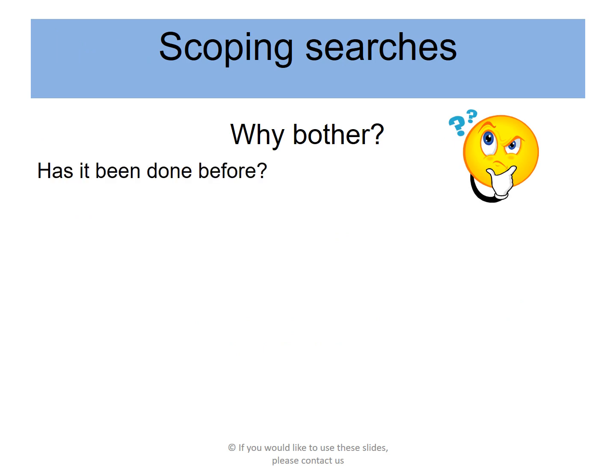The most important thing to consider is whether this work has already been done. It is really important that this is identified as early as possible, before a protocol has been written. If the review has been done before, it's not necessarily the end of the world. Often there are additional questions that need answering, outcomes that haven't been properly investigated, or different interventions. These are all areas that can be identified at the scoping search stage.